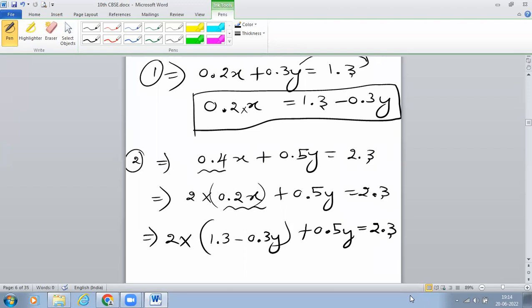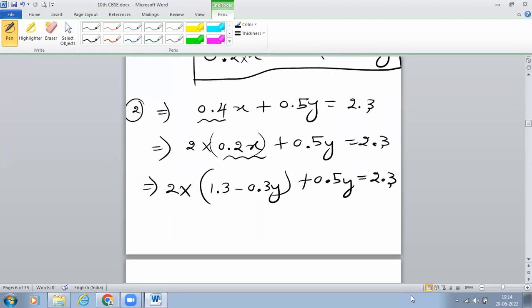Now see here, this equation has only one variable, that is y. Now we can simplify this equation and find the value of y. Now we have to multiply this 2 inside. What is 2 into 1.3?